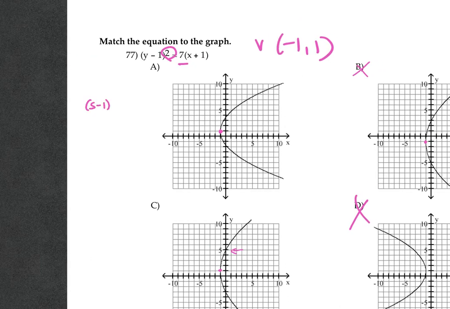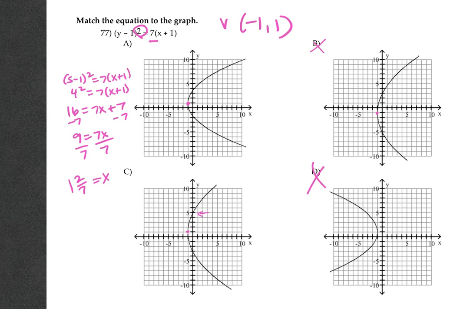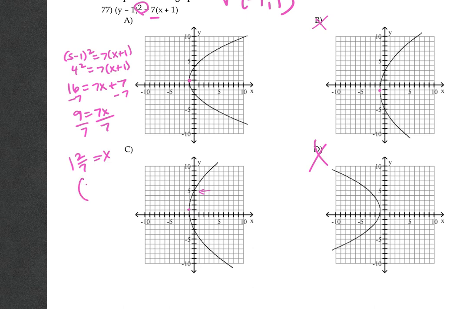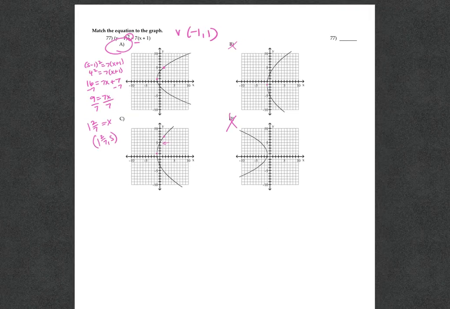I would get 5 - 1 squared equals 7x + 1. I'd get 4 squared equals 7x + 1. 16 = 7x + 7. Subtract the 7, 9 = 7x. 9 divided by 7, and x is equal to 1 2/7. So we're looking for 1 2/7, 5 as a coordinate point. 1 2/7, 5 is here, not here. 1 2/7 is all the way up here for this one. So I know my answer is A.